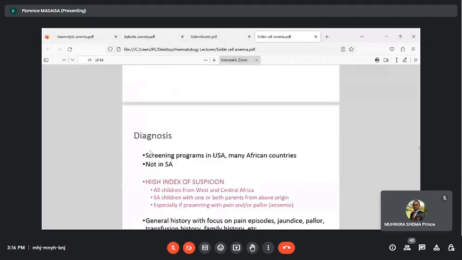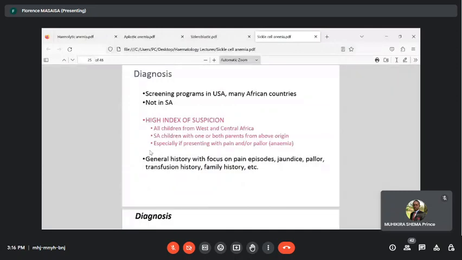How to make the diagnosis of sickle cell anemia? Normally, in countries where there is high suspicion of sickle cell disease, they do screening so that you can identify people with sickle cell trait, and then advise them not to get married to someone who also has sickle cell trait. So that helps decrease the number of sickle cell cases. Not in South Africa, it's not really automatic, the screening program.